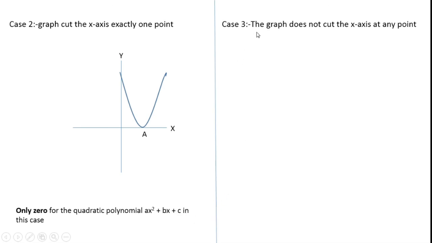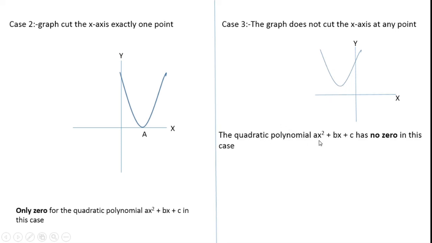And case 3: the graph does not cut the x-axis at any point. See the graph. This is the x and y axis, and this is the parabola. See here, it does not touch the x-axis. The graph does not cut the x-axis. It is completely above or below the x-axis. Here it is completely above the x-axis. The quadratic polynomial ax square plus bx plus c has no zeros in this case. Completely upward or completely downward, in this case, no zeros.